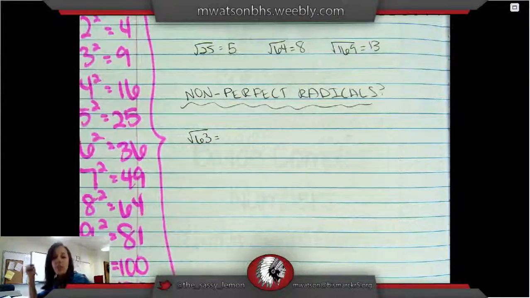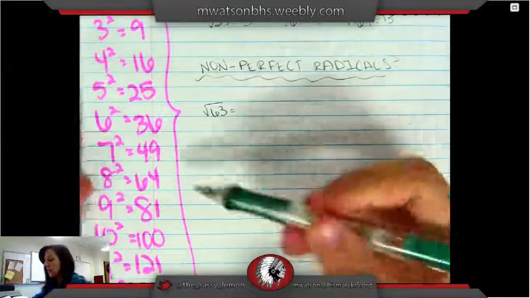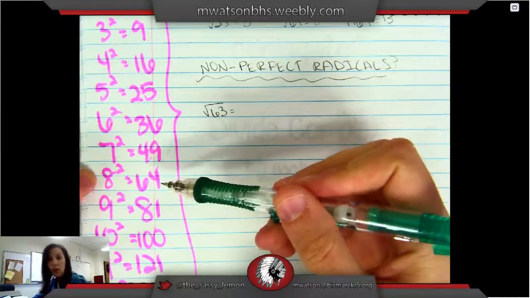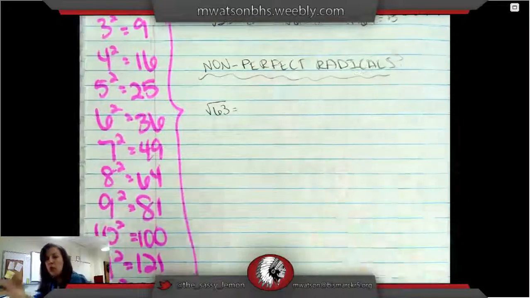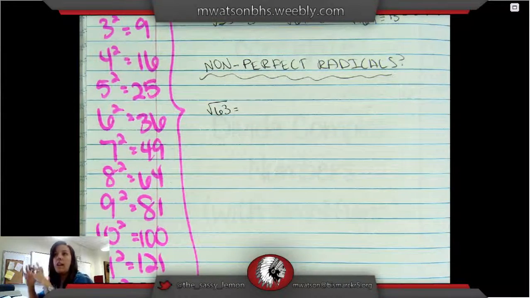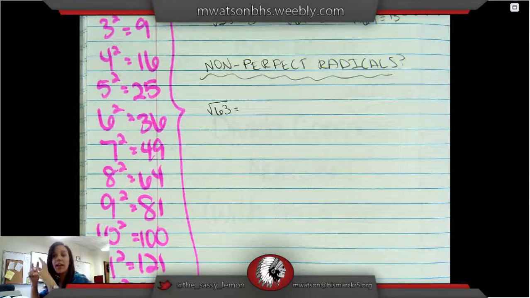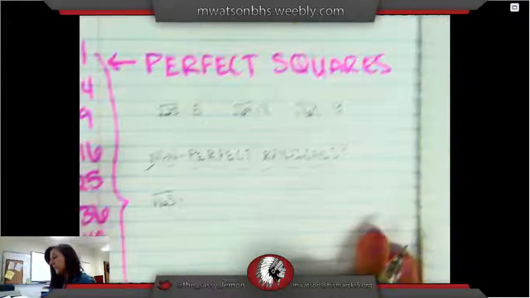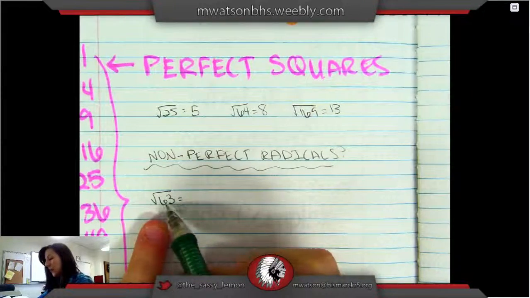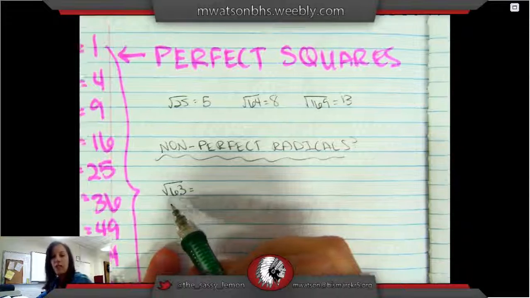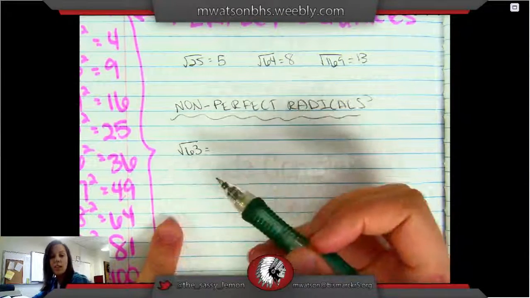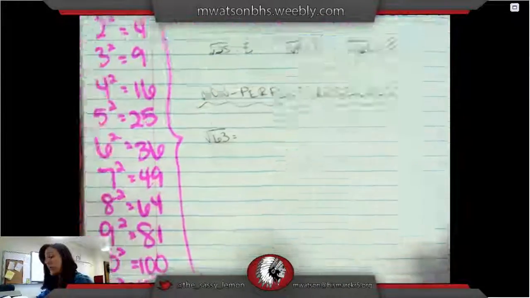So if you think about it for a second, you know that it's somewhere in between 7 and 8, really close to 8, if you were going to do a decimal. But we don't want a decimal. We want our answer to be exact, so it's going to be expressed as an exact irrational number. Irrational means it goes on and on forever. So we have to talk about what goes into 63. What divides 63?